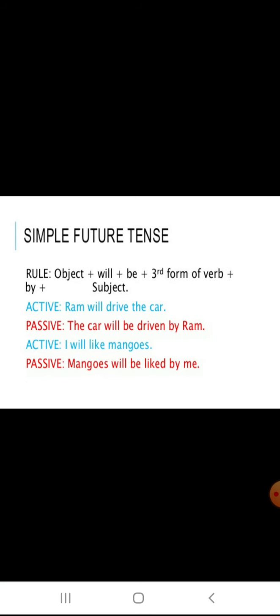Then simple future. First object will be there, then will be plus third form of verb plus by plus subject. Ram will drive the car. The car will be driven by Ram. I will like mangoes. Mangoes will be liked by me.